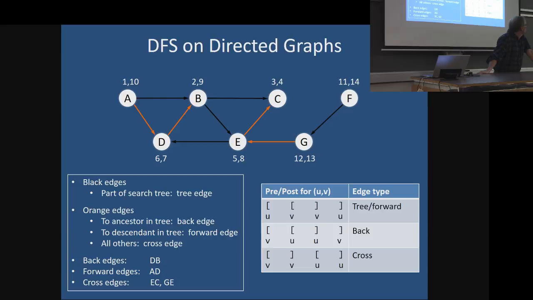Okay, let's look at the edge. So you have to look at the edge from A to D. Okay, so in that case, A is playing the role of U, and D is playing the role of V. Okay, so what nesting pattern do we have? Looks like the U post times bracket, the V post times in that case. Okay.